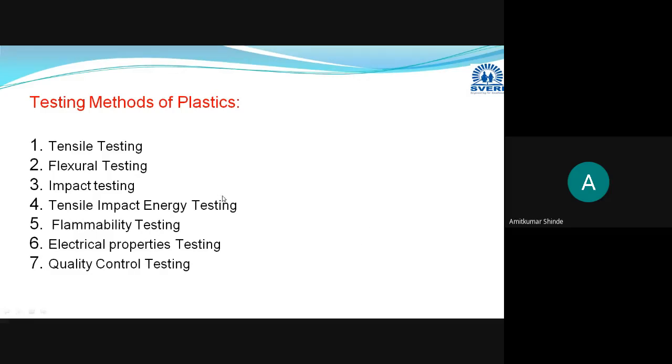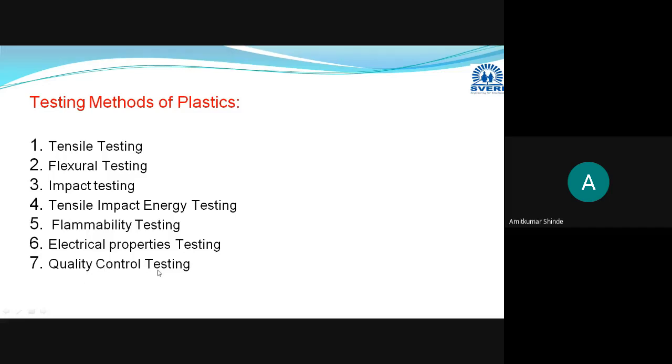In today's session, we have tried to understand how testing is done on plastics, and in particular we have discussed how tensile testing is conducted on the plastic material, how flexural testing is conducted, how impact testing is conducted, and we have learned how tensile impact energy testing is conducted.